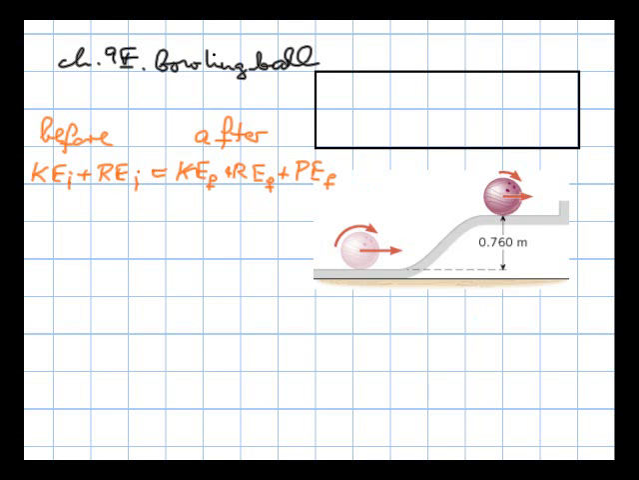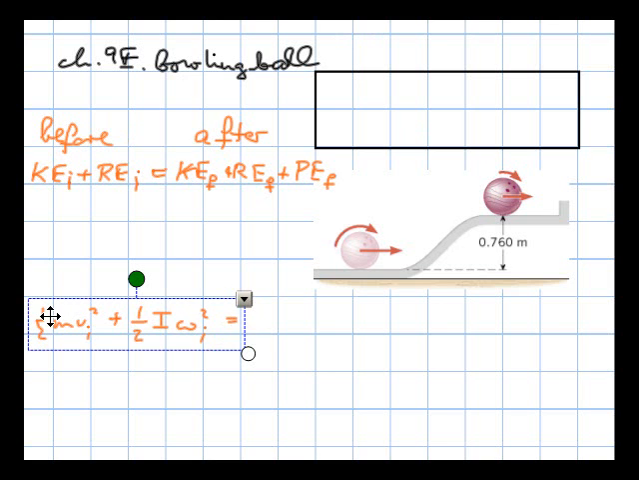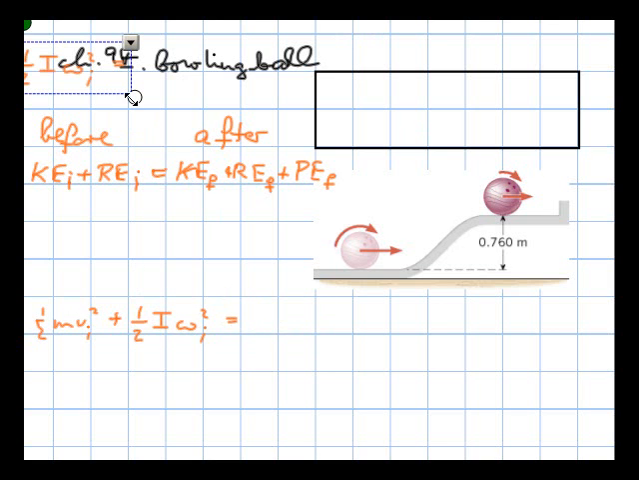Okay, and now I'm going to use the expressions that I know about for these energies, which are of course 1/2 mv squared, and that's mv_i squared, plus 1/2 a moment of inertia omega_i squared, and that equals, let me see if I can save myself just a little bit of time. Pasting it in over here and fixing a couple of things.